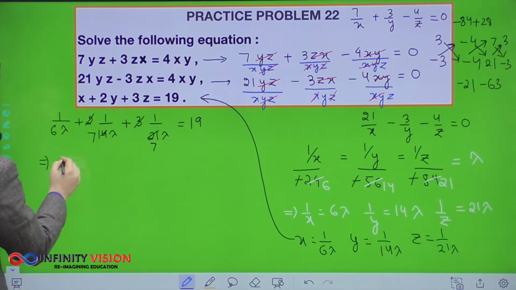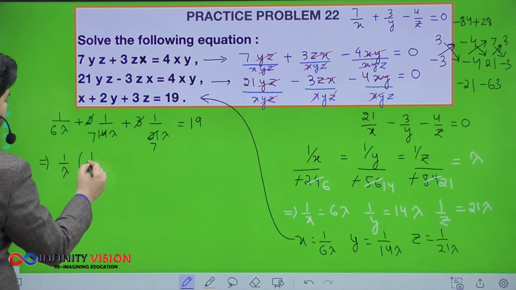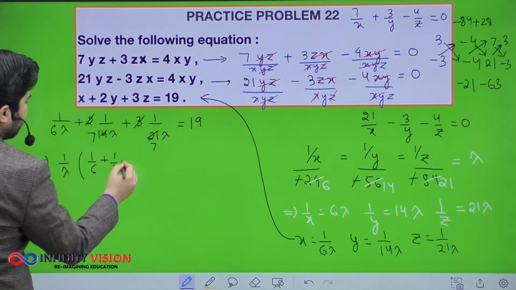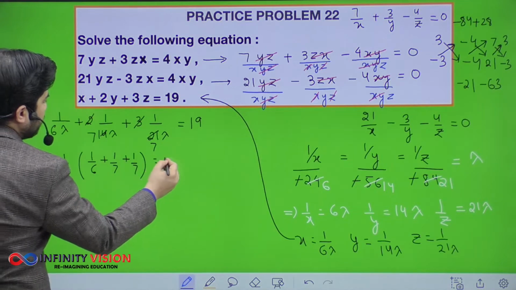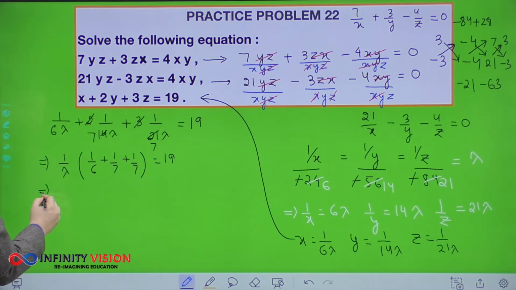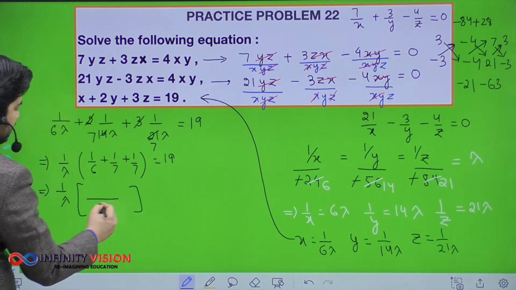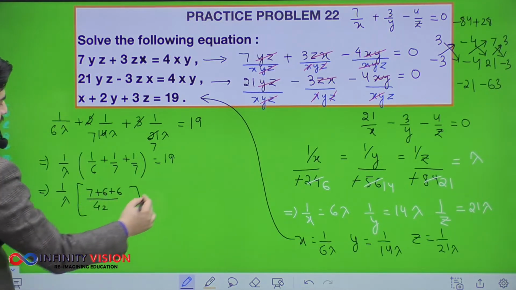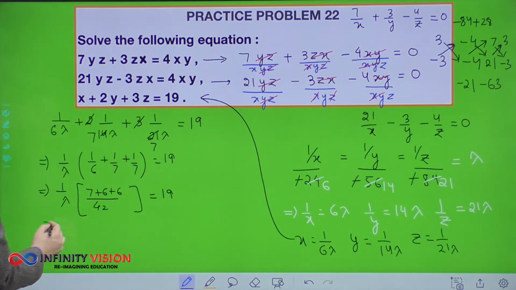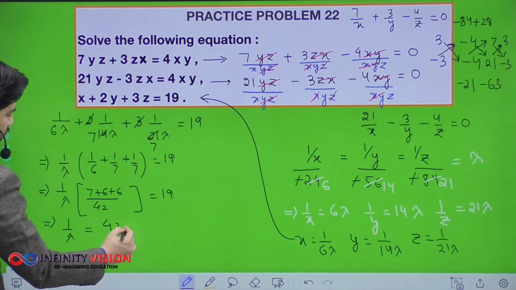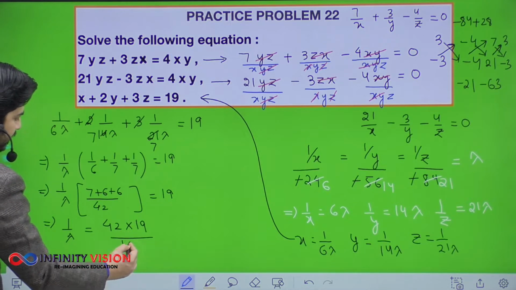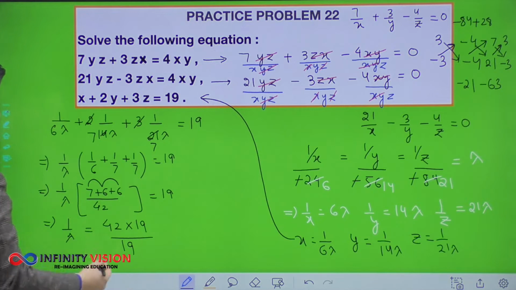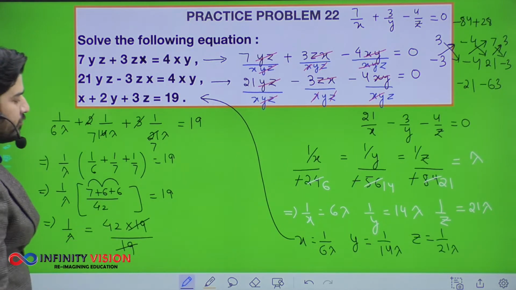So you have 1 by lambda common, 1 by 6 plus 1 by 7 plus 1 by 7 equals to 19. So your 1 by lambda, I'll just add these fractions. So you can say this is nothing but 42. So here you have 7, 6, 6 equals to 19. So your 1 by lambda is nothing but 42 into 19 divided by 19, because 7 plus 6 plus 6 is 19. So 1 by lambda is nothing but 42.